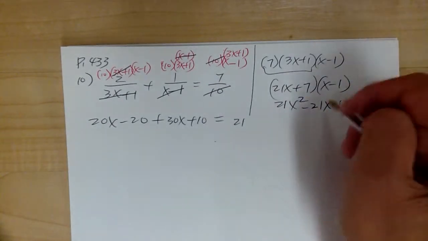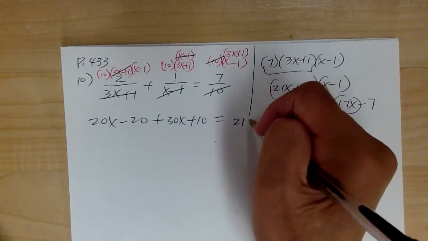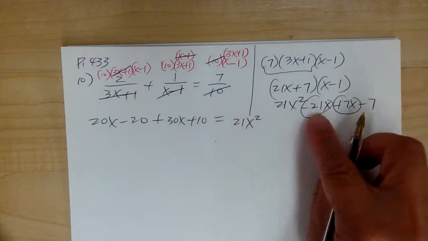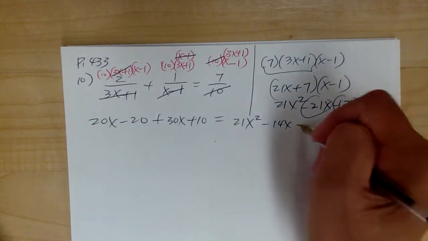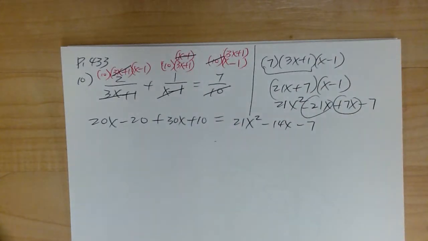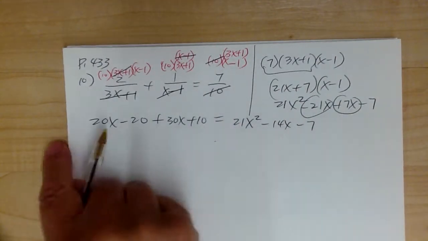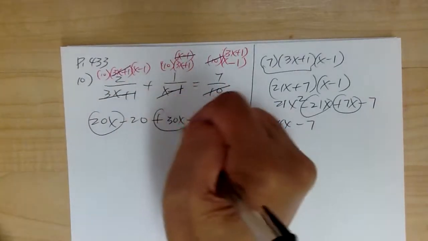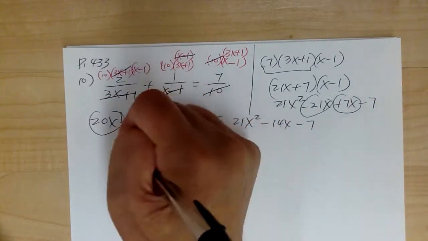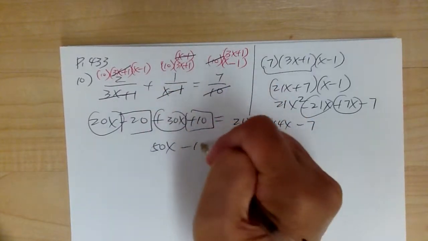From here, you're going to combine the like terms. So you're going to get 21x squared, and this one will give you minus 14x minus 7. I'm going to move everything to this side, but I'm going to simplify things a little bit. So this one and this one will give me 50x, and this one and this one will give me minus 10.